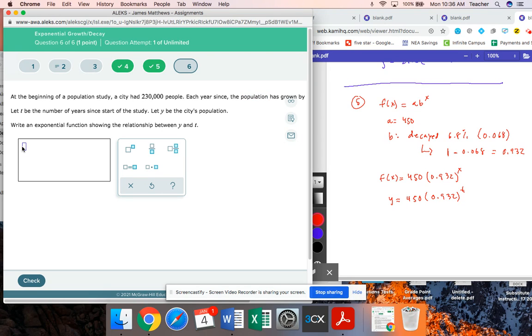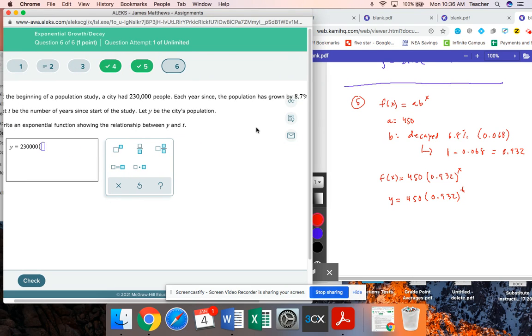Ooh, I can do this one kind of straightforward. y is going to equal whatever our starting amount is, 230,000. We're going to multiply that by, in this case, a growth. It's 1.087 because 8.7% is 0.087. But I grew it, so I'm going to add it to 1, and then I'm going to raise that to the t, to the time value.